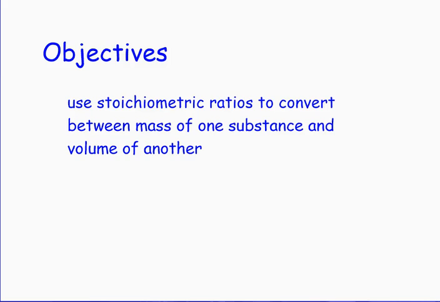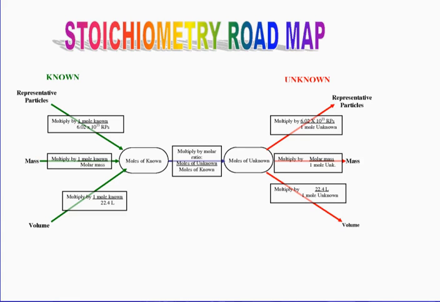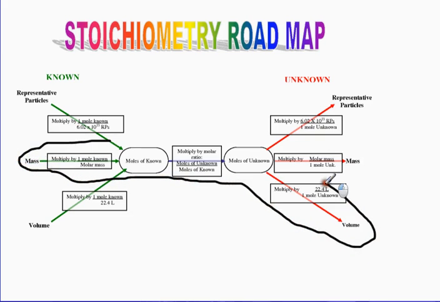By the end of this video, you should be able to use stoichiometric ratios to convert between mass of one substance and volume of another. Here's the stoichiometric roadmap again. In this lesson, we're going to be going from mass of one substance to volume of another. So we're going to follow along this path.